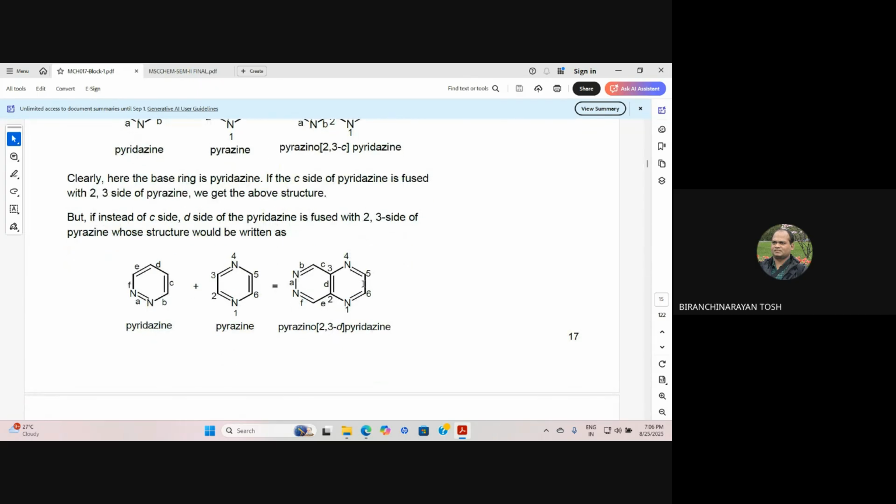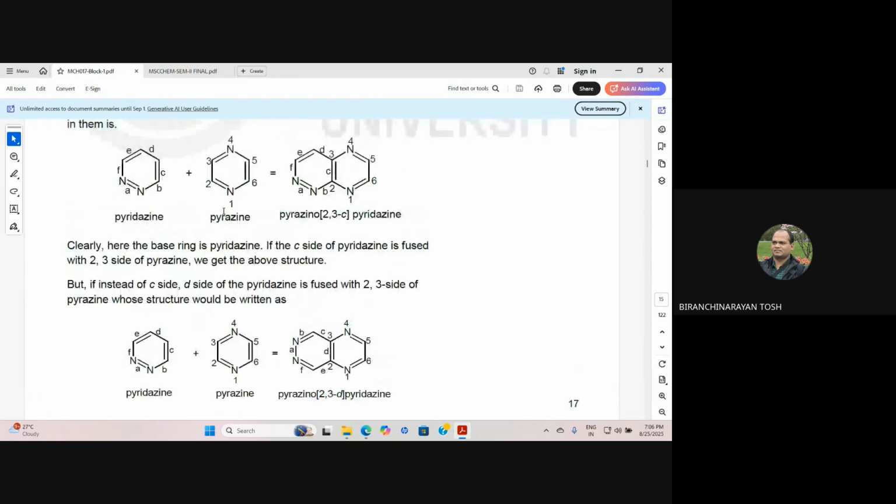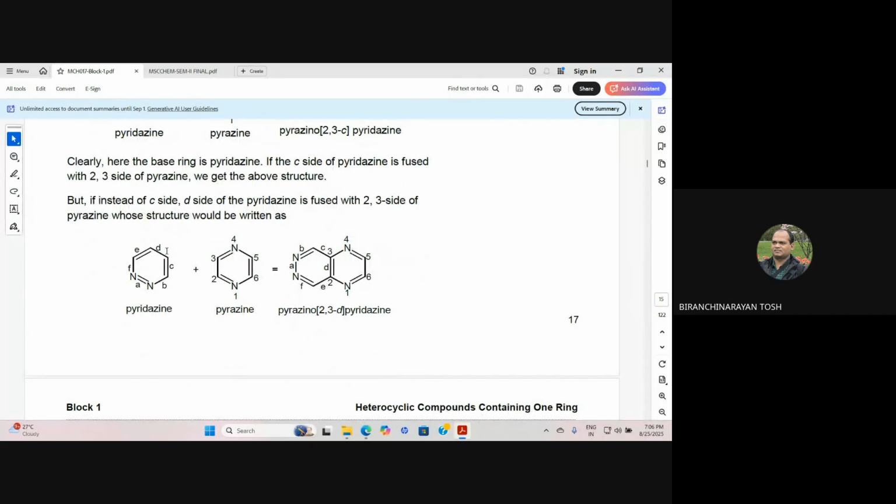Similarly, in this one you can see where it is attached to the D side, meaning this position. So D here it is attached. Same thing, pyrazino, and it is 2,3 of pyrazine attached, but from pyridazine it is the D side. So pyrazino 2,3-d pyridazine.